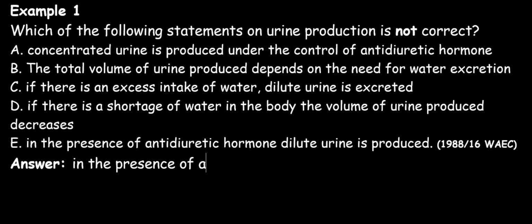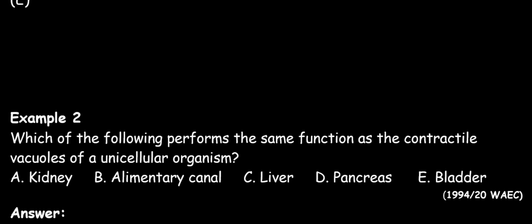And this is because antidiuretic hormone signals the kidney to absorb more water from the filtrate in the tubules into the capillaries around the tubule, thereby producing more concentrated urine. Antidiuretic hormone does not produce dilute urine. Now we're going to our next question.